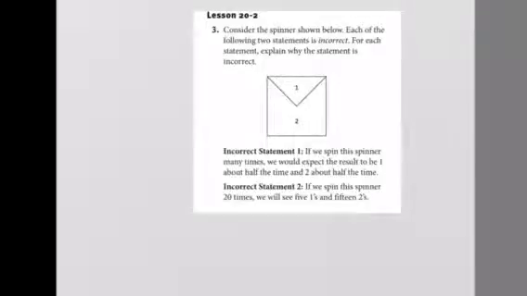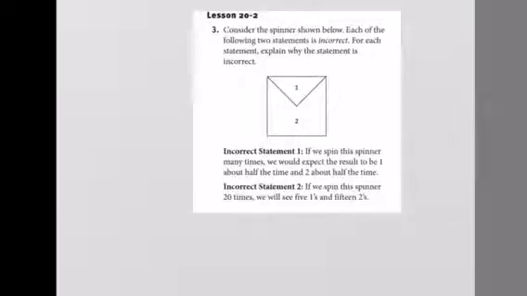Tonight we're looking at activity practice number 20, questions 3, 6, and 7. So, question 3. Consider the spinner below. Each of the following two statements is incorrect. For each statement, explain why the statement is incorrect.